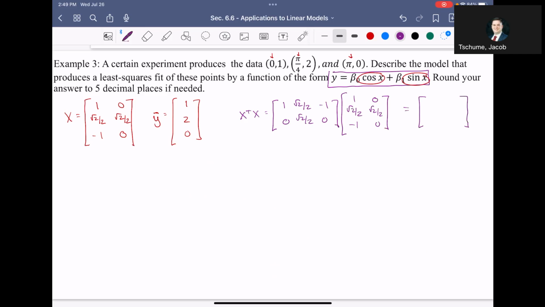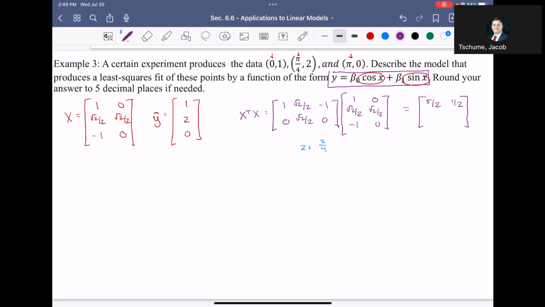So first row times the first column. Let's see. That's going to be 1 and 1 is 2. And let's see, 2 plus, that's going to be 2/4 or a half. So 2 plus a half is going to be 5 halves. And then first row times the second column would just be 2/4, which is a half.